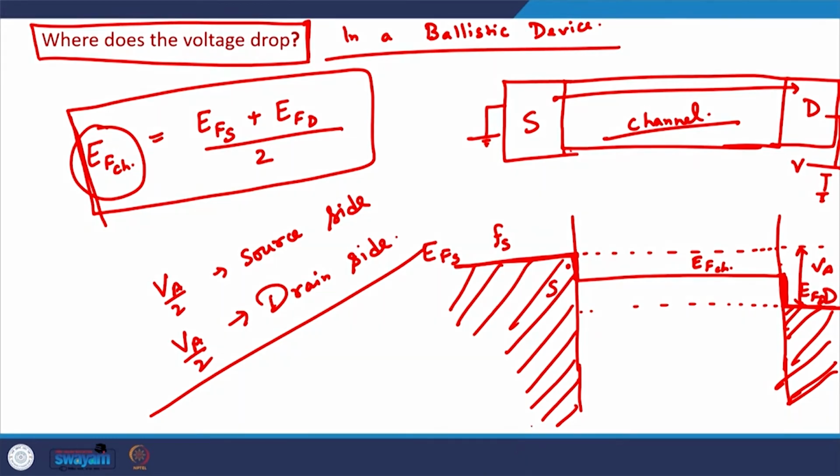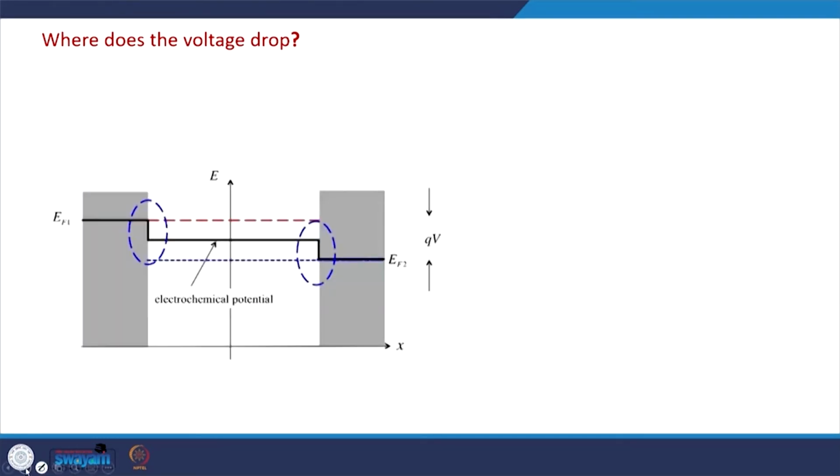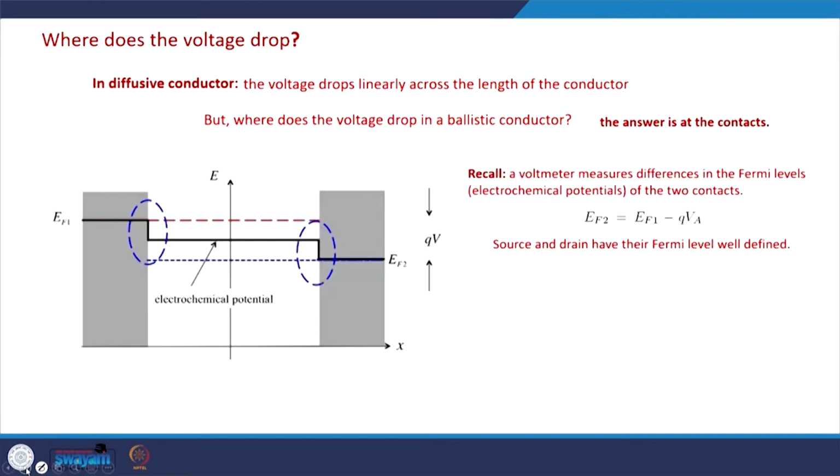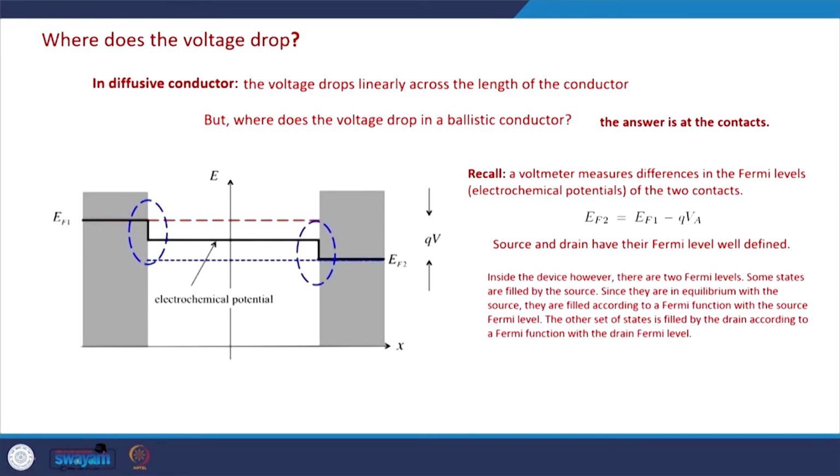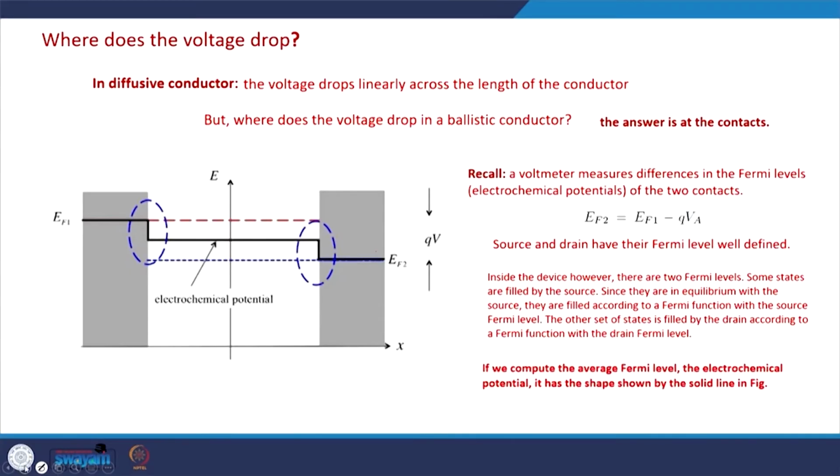So this is the overall picture of the voltage drop in ballistic transport, and again like power dissipation, the voltage drop also takes place at the contacts. This is a new concept which we can only see in mesoscopic or nanoscopic devices, when the electron is not colliding with anything in the channel and is directly going from the source terminal to the drain terminal.